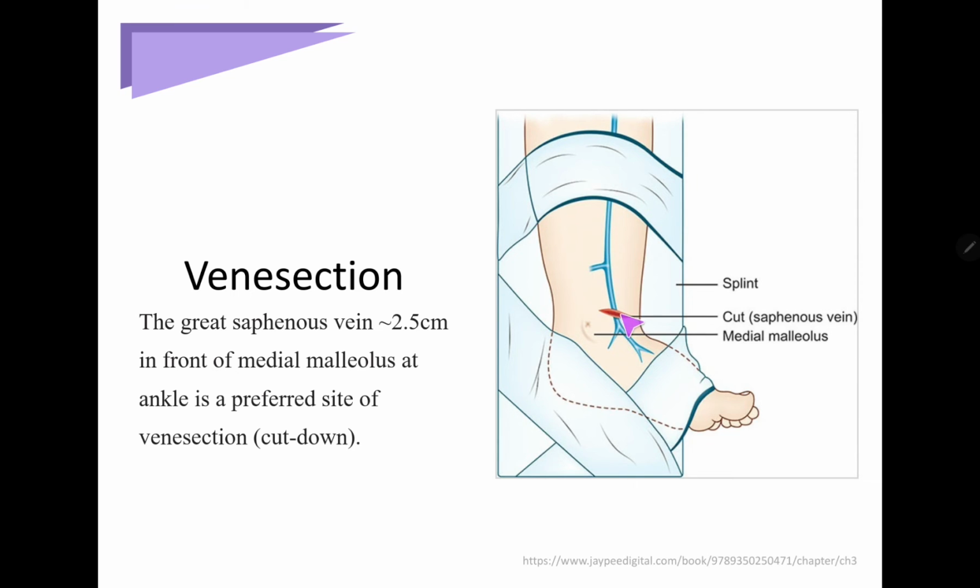You make a cut in the skin, expose the underlying vein, make a cut in it, and you put a cannula in. Either you can introduce drugs, you can draw blood, or push a lot of fluids. Venous section is usually done as an emergency procedure when all the other peripheral veins have collapsed and you are not able to access any other vein. Because this is quite a large vein, you can easily access it.